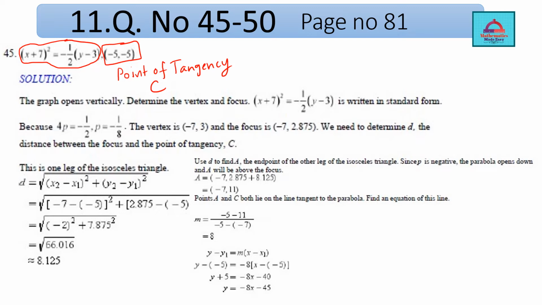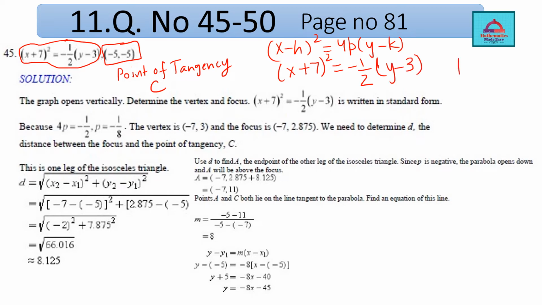From the equation of the parabola, comparing with the formula sheet, x minus h whole square is equal to 4p times y minus k. You can get your h, k and p. So just compare and get the three values. If you compare, h is minus 7, k is 3 and your 4p is equal to 1 by 2. So p is minus 1 by 8.